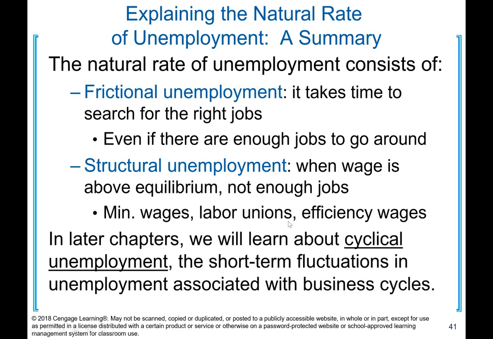Explaining the natural rate of unemployment, a summary. The natural rate of unemployment consists of frictional unemployment. It takes time to search for the right job, even if there are enough jobs to go around. And structural unemployment: when the wage is above equilibrium, there are not enough jobs. Minimum wages, labor unions, and efficiency wages. In later chapters, we will learn about cyclical unemployment, the short-term fluctuations in unemployment associated with business cycles.